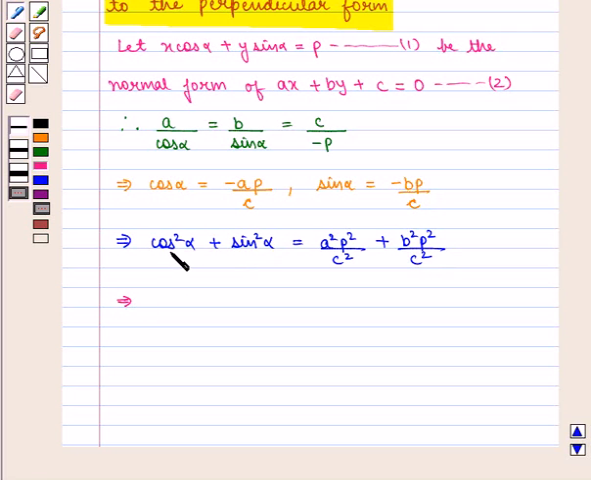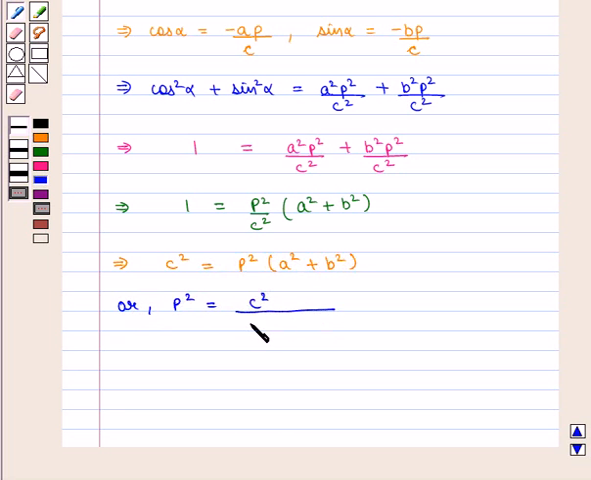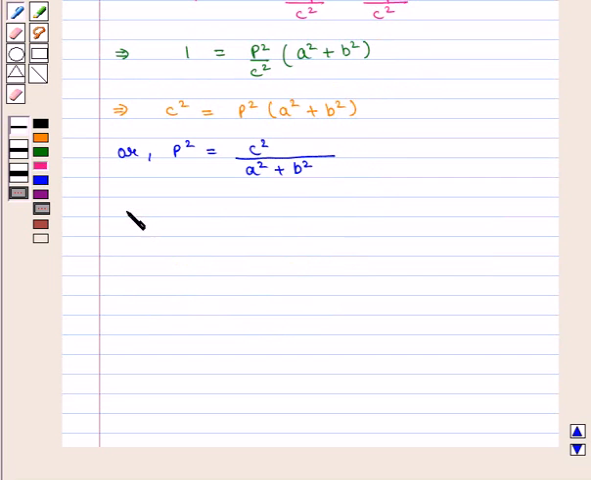Which implies that cos square alpha plus sin square alpha, which is equal to 1, is equal to a square p square upon c square plus b square p square upon c square, which implies that 1 is equal to, taking p square upon c square common, into a square plus b square, which further implies that c square is equal to p square into a square plus b square. Or we can also write p square is equal to c square upon a square plus b square, which implies that p is equal to plus minus c upon square root of a square plus b square.